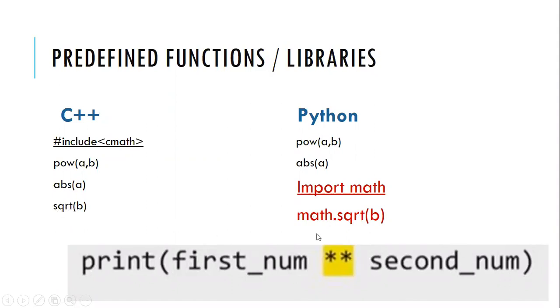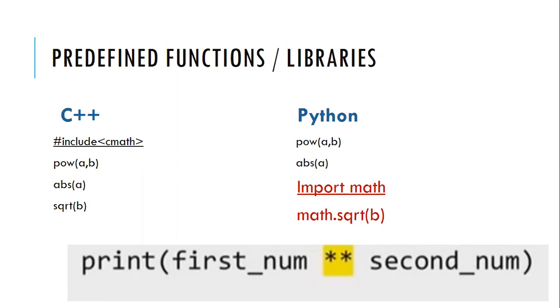And Python also allows something else for doing power. For example, if it's a print statement and there is the first number and here is the second number and we keep 2 stars, then it will allow us to raise the first number to the power of the second number. Okay, so it's not acceptable in C++, but it's acceptable in Python.